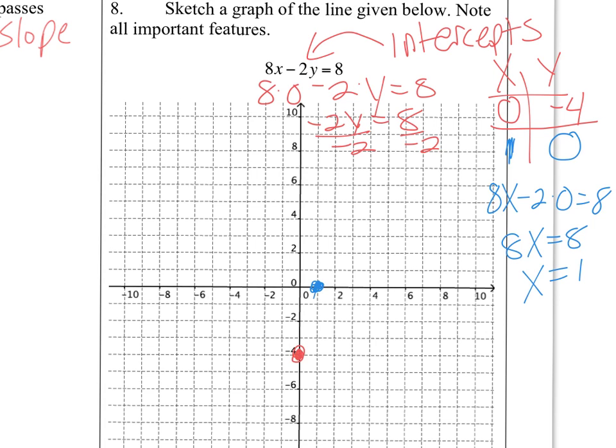I don't need to identify any other important features because they're both there. And my graph's going to go something like this. Again, you guys are much better artists than I am, so I'm sure yours will be much neater.